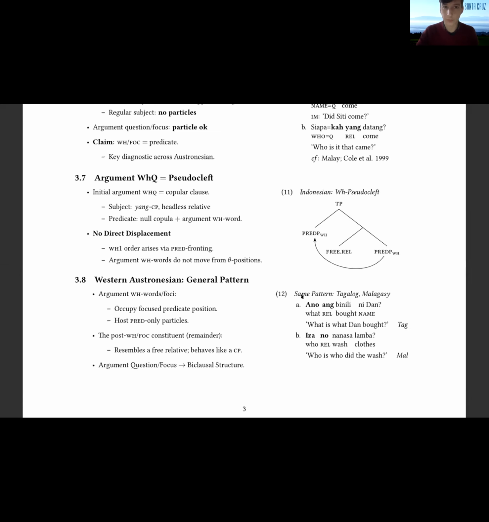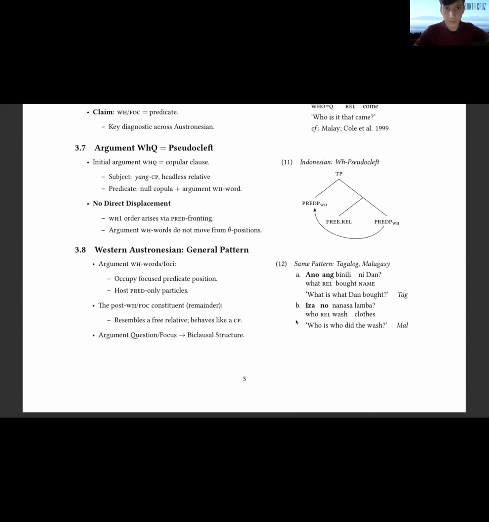And the same sort of analysis, the same diagnostics could be trotted out in many other Austronesian languages, specifically those in the Philippines and Madagascar, but we see the same patterns in Taiwan, and they've been argued to recur in Oceanic. You have a WH word followed by a relativizer in an argument question, and the whole thing is some sort of pseudocleft.